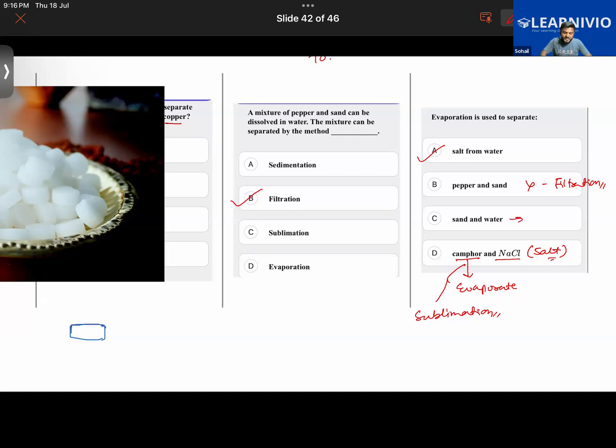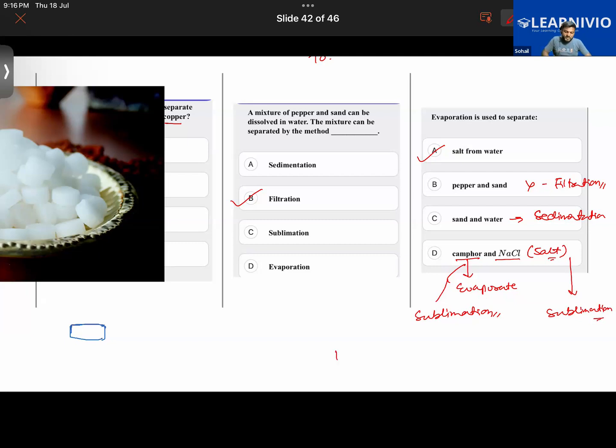Sand and water. Here sedimentation will be used. Getting it? Sedimentation is used. And in the D1, sublimation is used now, not evaporation. Sublimation and evaporation are different things.